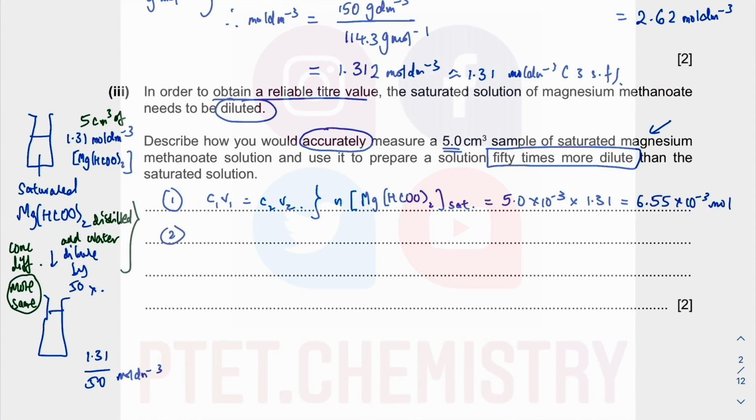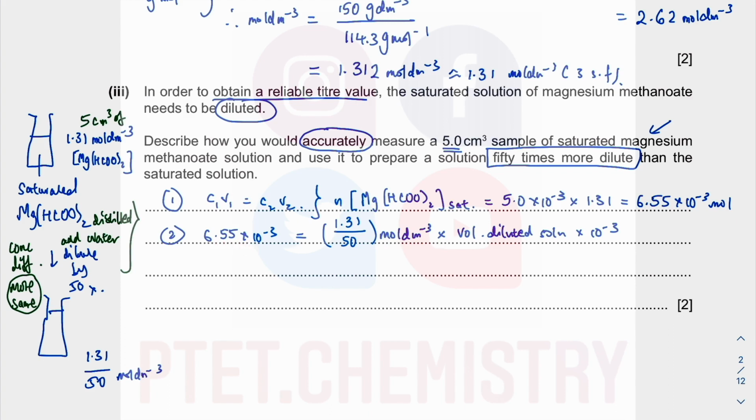And I know the mole is the same in here, but it's more dilute, alright? So 6.55 times 10 to the minus 3 mole is equal to, I want the concentration to be 50 times more dilute, this is mole per dm³, then times the volume of the diluted solution times 10 to the minus 3, because this is in cm³, times the concentration, which has been diluted 50 times, is equal to the actual mole.